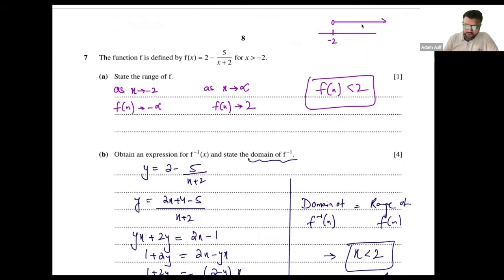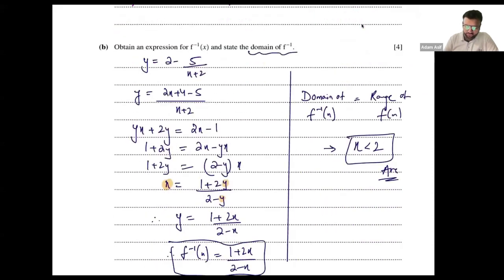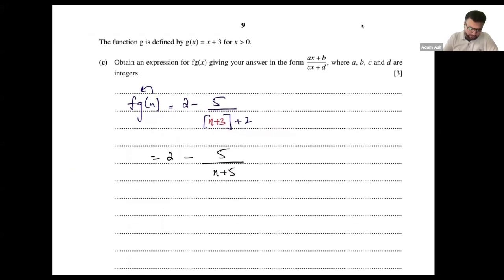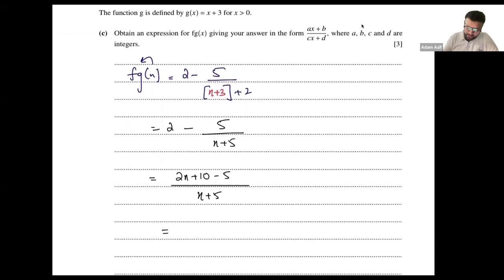Function f is 2 minus 5 upon x plus 2. And in place of x, we are going to insert function g. Now let's simplify this. We get x plus 5. We want to express our answer in this form. So that's going to be (2x plus 5) upon (x plus 5). That's it. Okay.